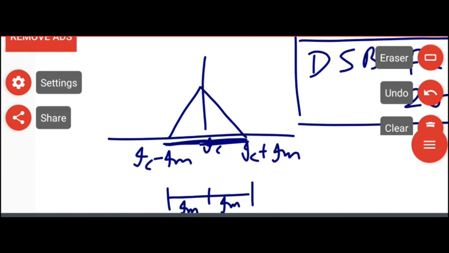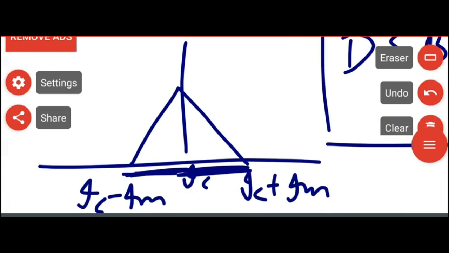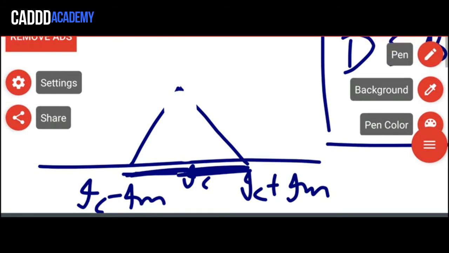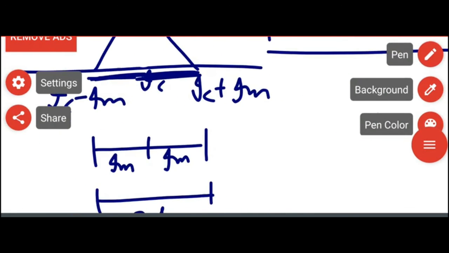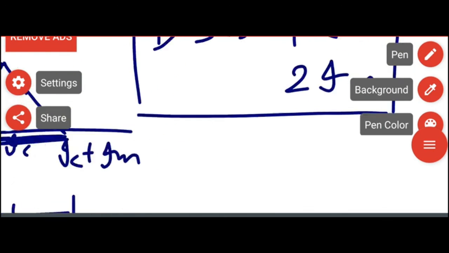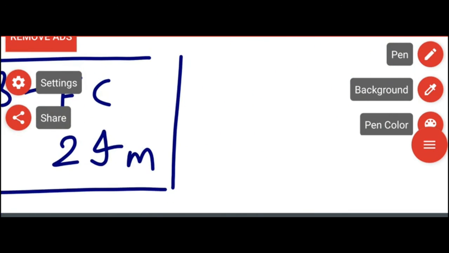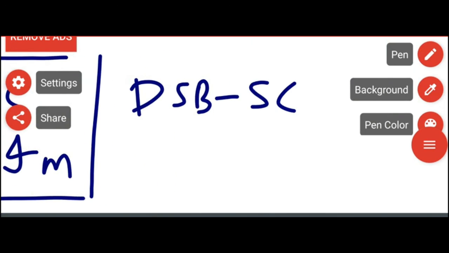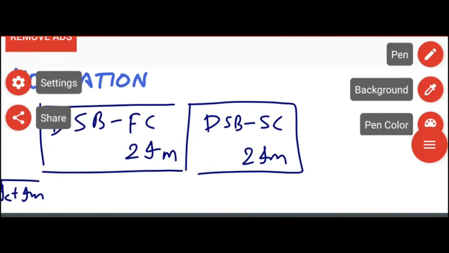Now in DSB SC, when we suppress the carrier, the carrier is just removed, and the width of the spectrum is not changed. So the bandwidth is still 2 FM. For DSB SC, the bandwidth is still twice the message frequency.